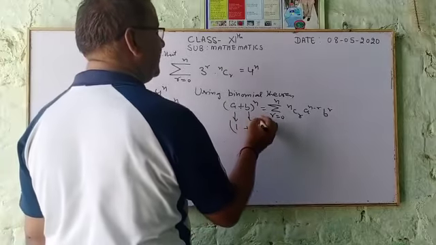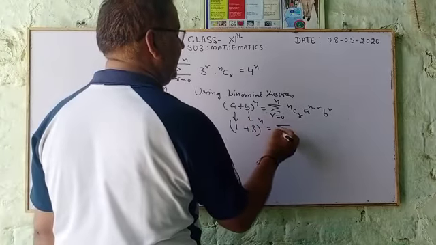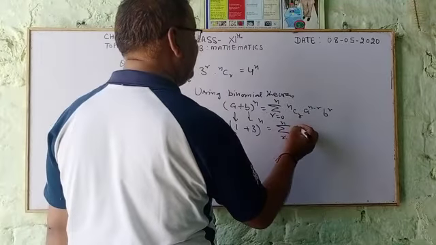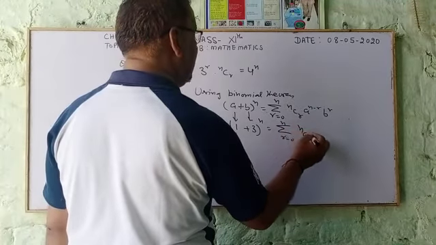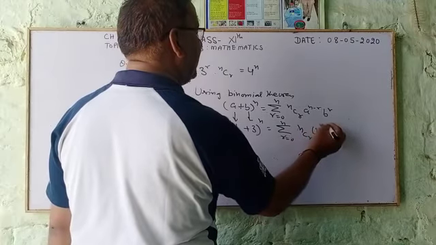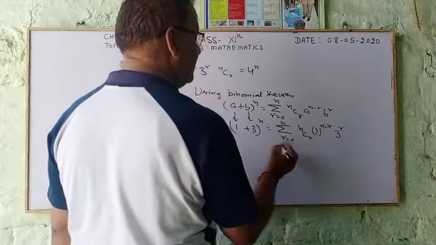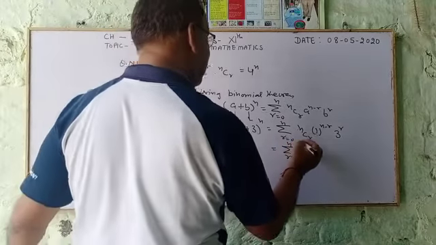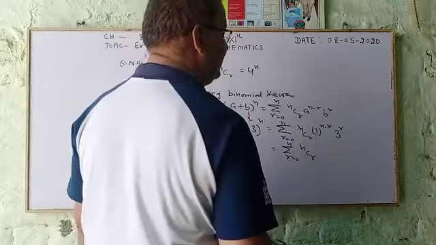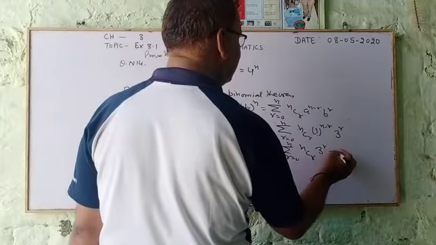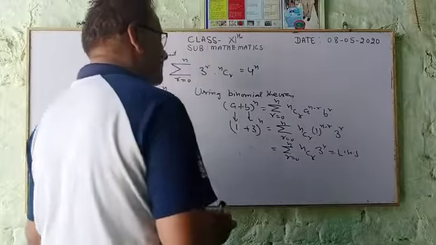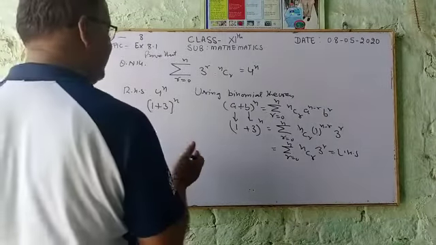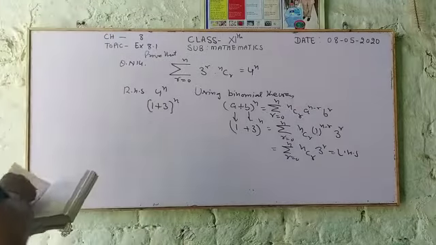So we find sigma r from 0 to n, nCr, 1 raised to power n minus r and 3 raised to power r. So looking here, sigma r from 0 to n, nCr, 1 raised to power something, that is equal to 1, and 3 raised to power r. This is the left hand side. So students, we prove these results: left hand side equal to right hand side. So that is question number 14.